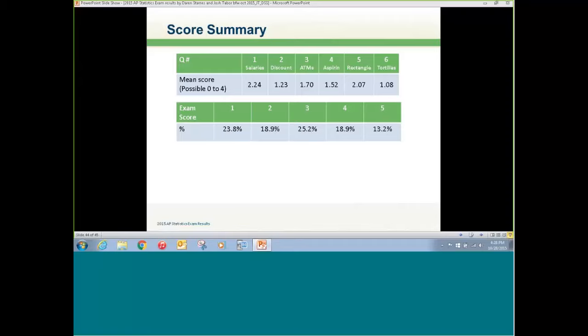We wanted to show you some results from the overall exam. You can see that question 6, not surprisingly, was the lowest scoring question. All AP exam questions on the statistics test are scored from 0 to 4. So the tortilla question was 1.08. Then number 2 was the second lowest, 1.23. Number 4 was the third lowest, 1.52. And then question 3, the probability question, 1.70.